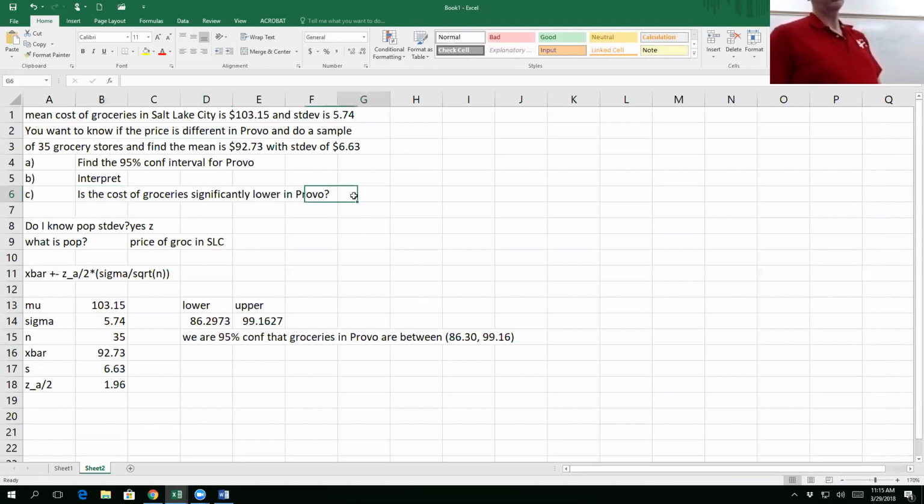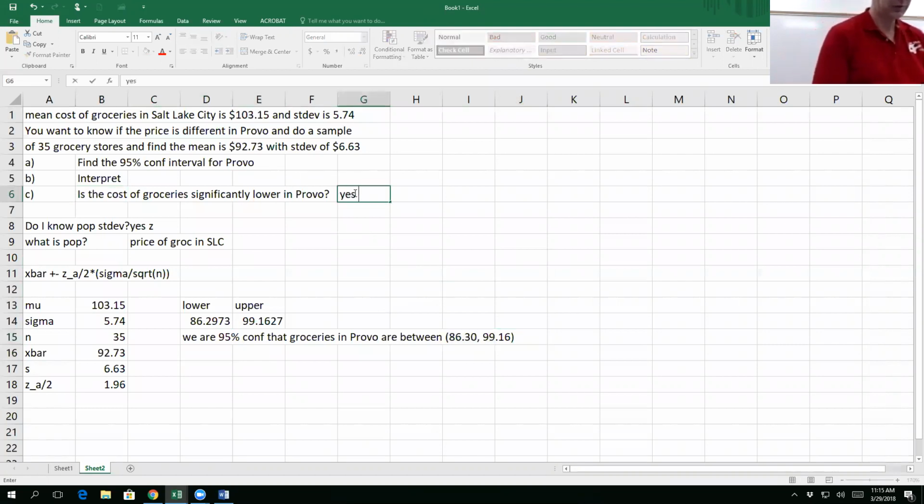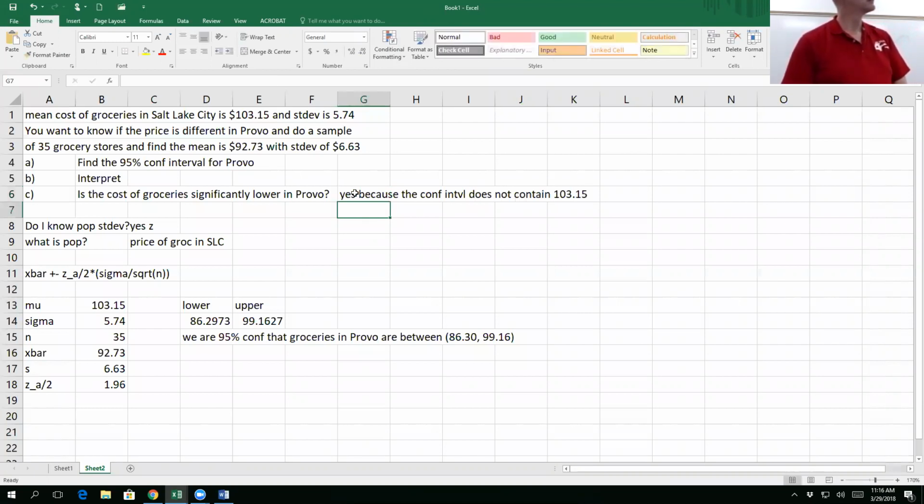Is the cost of groceries significantly lower in Provo? Yes. Yes, because why? The confidence interval does not contain 103. So yes, because the confidence interval does not contain 103.15. Actually, you know what, yeah, because 103.15, yeah. If 103 was in here, then it would not be significantly different.